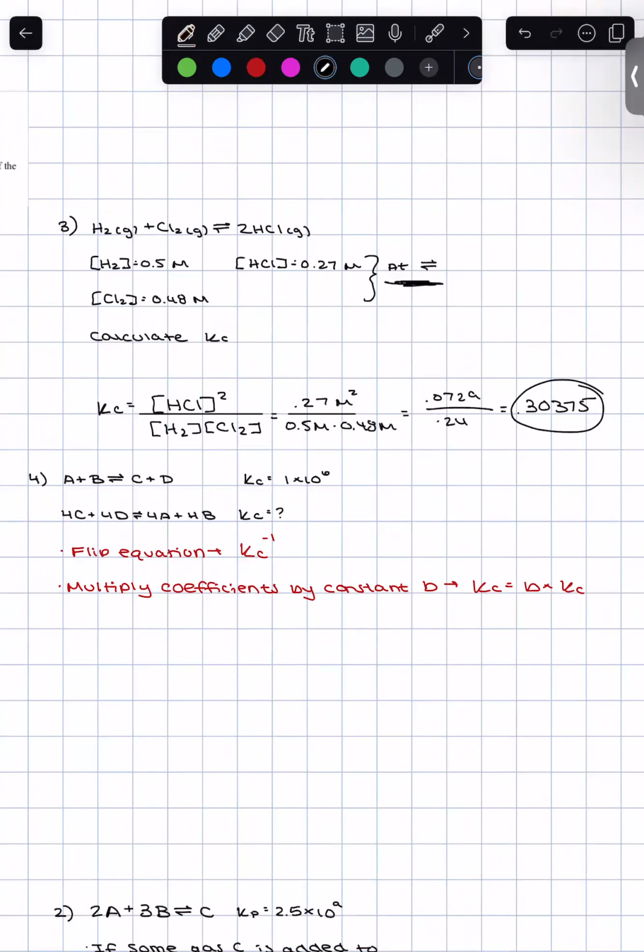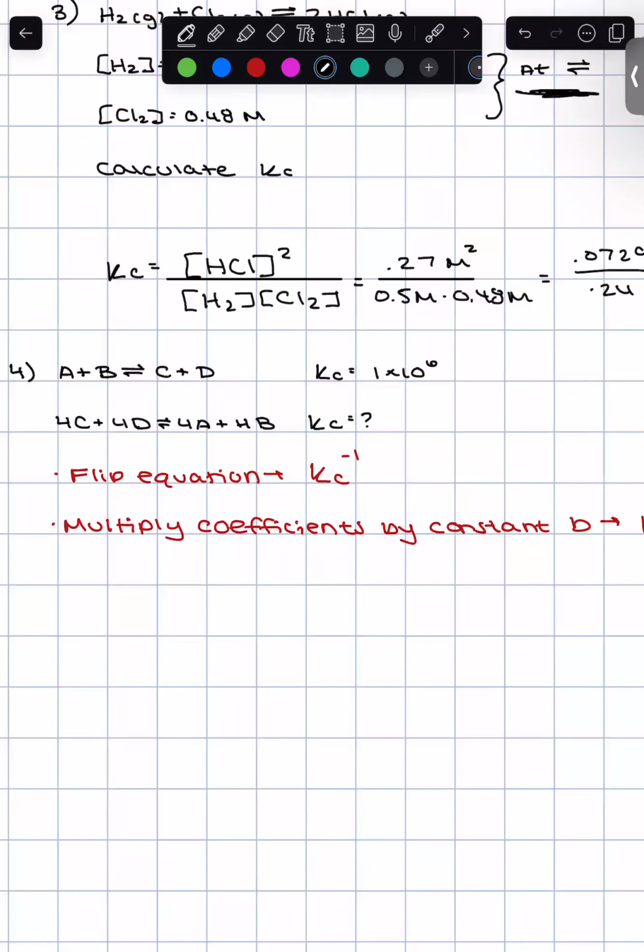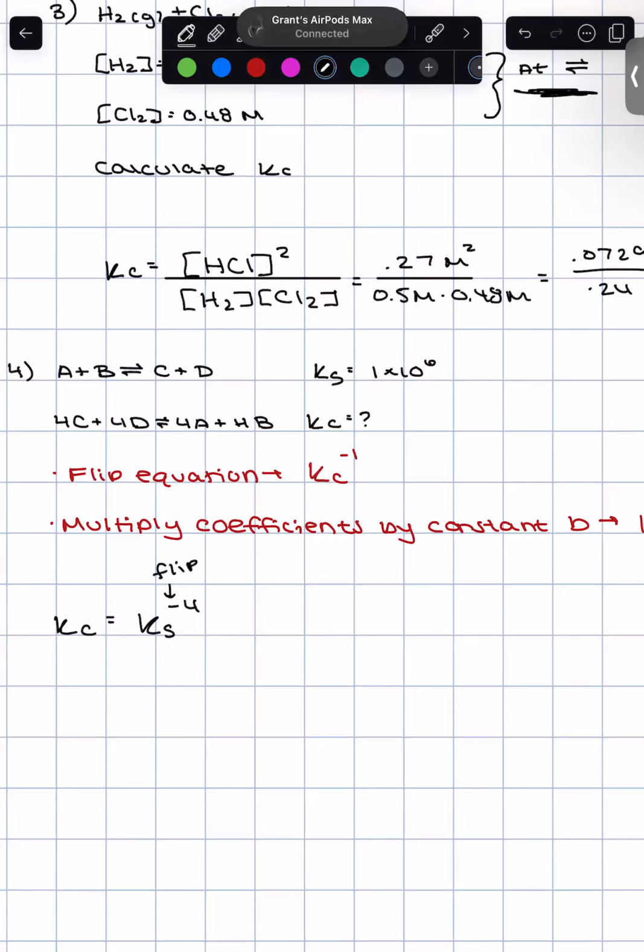Very simple. So here we flipped the reaction and we multiplied all of the coefficients by 4. So this Kc is going to be equal to, I'm going to call this Ks, I made it up. Ks is going to be to the -4th power. Negative because we flipped, and 4 because we multiplied the coefficients by 4.